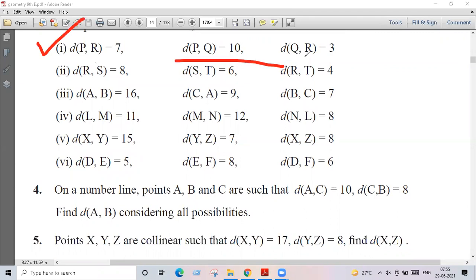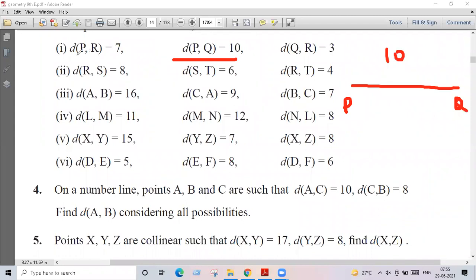PR is 7, PQ is 10 and QR is 3. So what we need to do is take the longest distance. Let me utilize some space. The longest distance is PQ. So take PQ, 10 units. Then PR is 7. Suppose we take R here, so this PR is 7. PR is 7, so QR should be 3. How much should QR be? 3. Yes, it is there. Is QR 3? Correct.